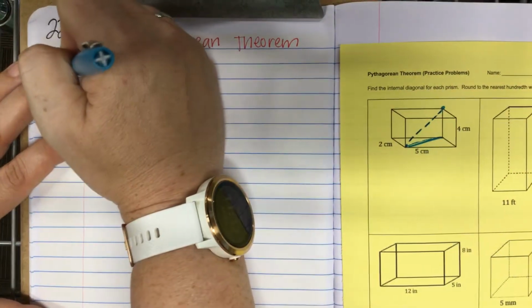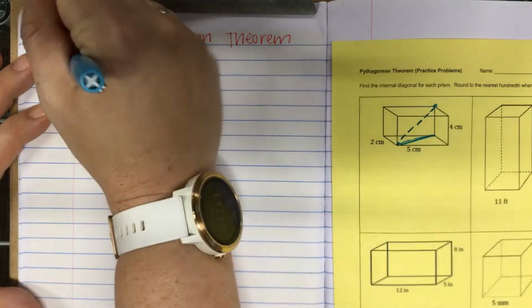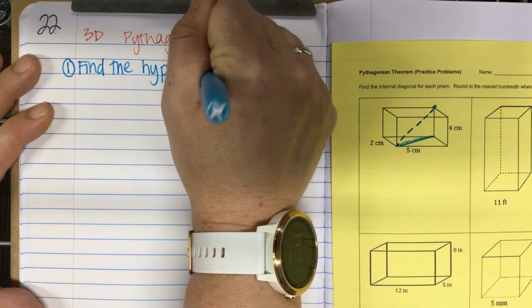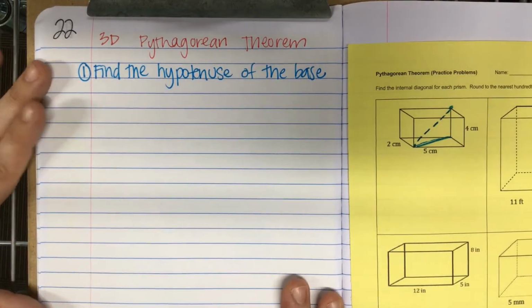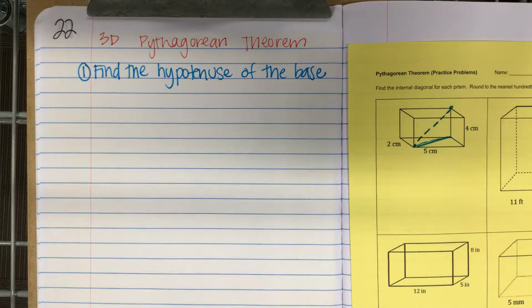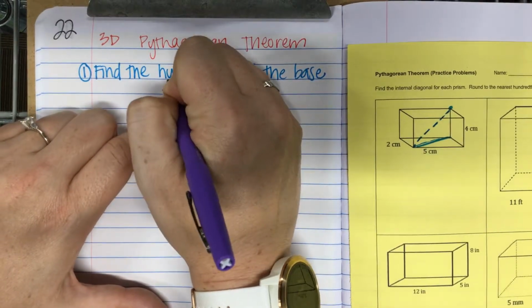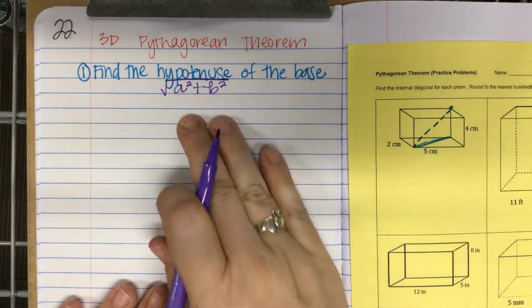So there are 2 ways of going about it, and we're going to talk about one way is to find the hypotenuse of the base. Find the hypotenuse of the base, which is basically, right, a squared plus b squared and the square root. Do you agree with that? Is that a shorthand way of saying it? Yes. You do leg squared plus leg squared and take the square root of that, and that gives you the hypotenuse, right?